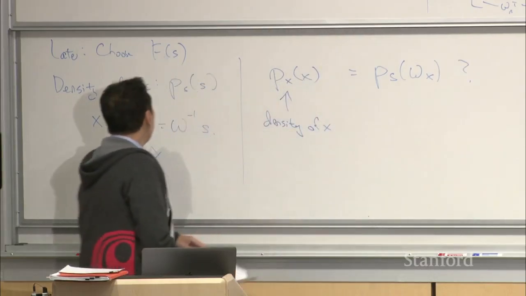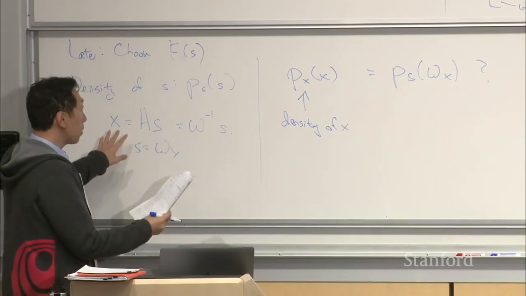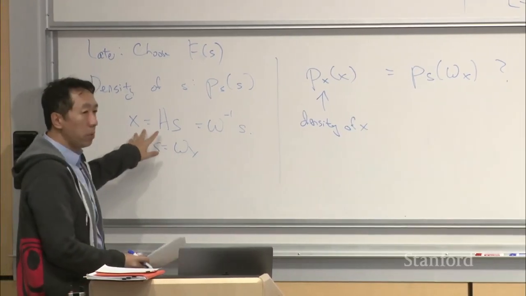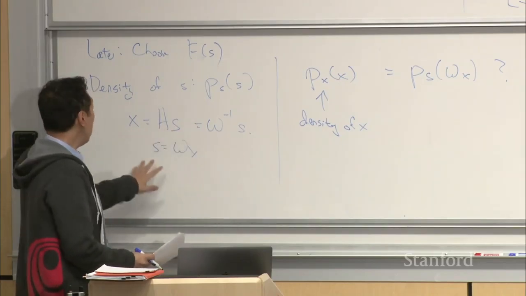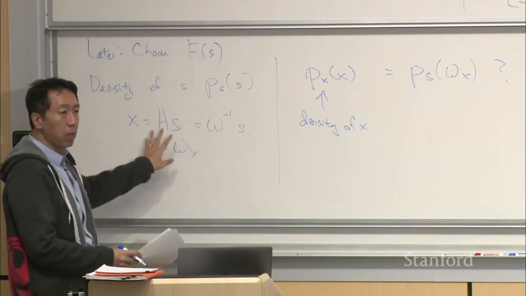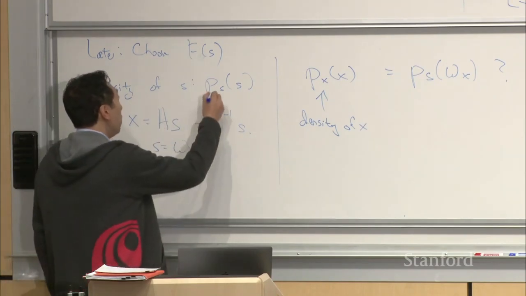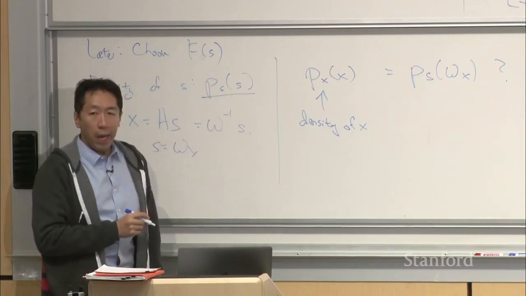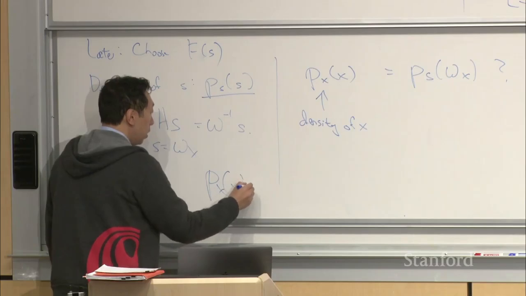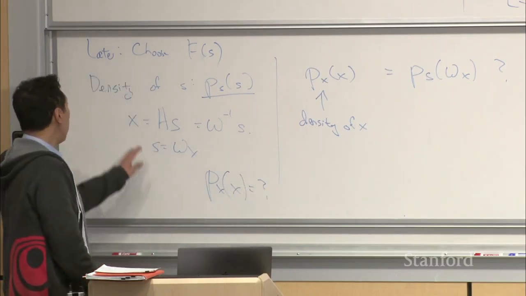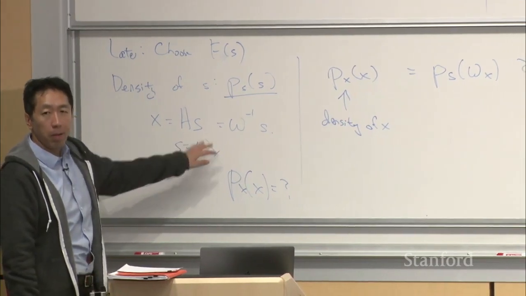Right? So this is a relationship between x and s. x is equal to As, s equals W inverse s, and s equals Wx. So this is the model. And what I'd like to do is, let's say, what's the density of s? What is the density of x if x is computed as the matrix A times s?